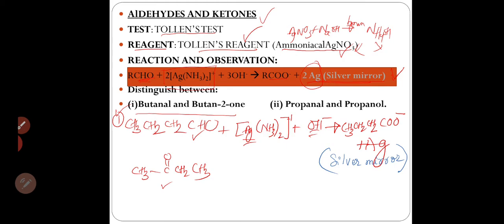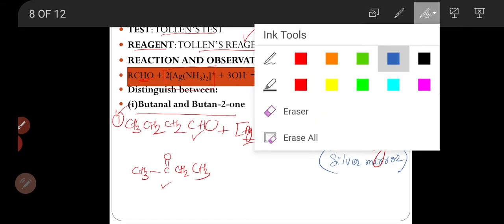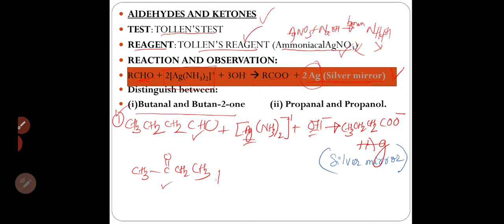Okay, then next you have aldehyde and ketone. Now for the ketone, if you do the same test with [Ag(NH3)2]+, if you treat it with Tollens reagent, then since the reaction will not occur, that means no silver mirror. Okay, no silver mirror. Fine.